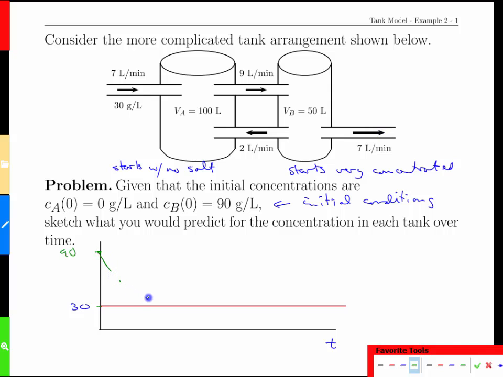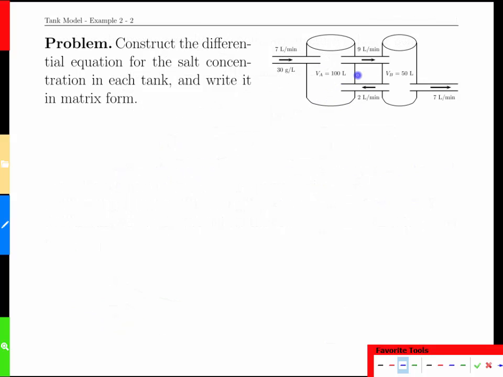But the question is, will it plateau before it reaching 30? Will it dip below 30 and then come back? We don't really know in principle. We've got a good guess that tank A is going to start at 0 and then go up, but will it overshoot and then come back down, or will it simply stay below 30 the whole time? We're going to need some quantitative prediction to be able to decide what's going to happen in this intermediate phase of the solution, or this prediction moment. With the goal of building a prediction in mind, let's go and create the differential equation for this system.